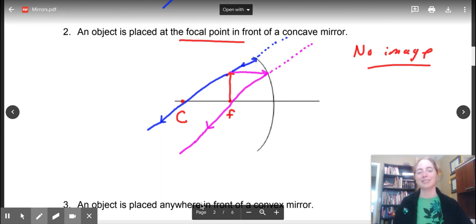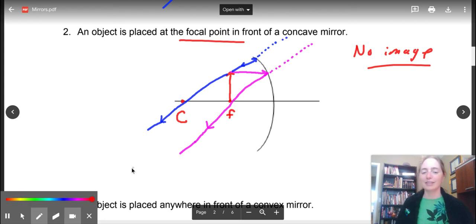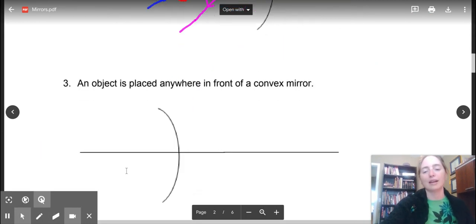All right, so let's look at an example from a convex mirror.